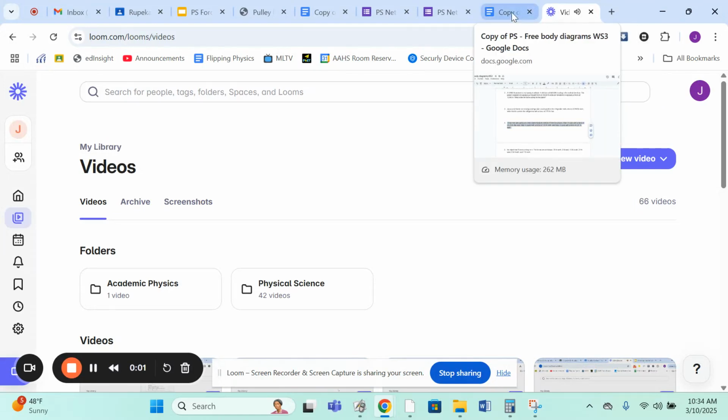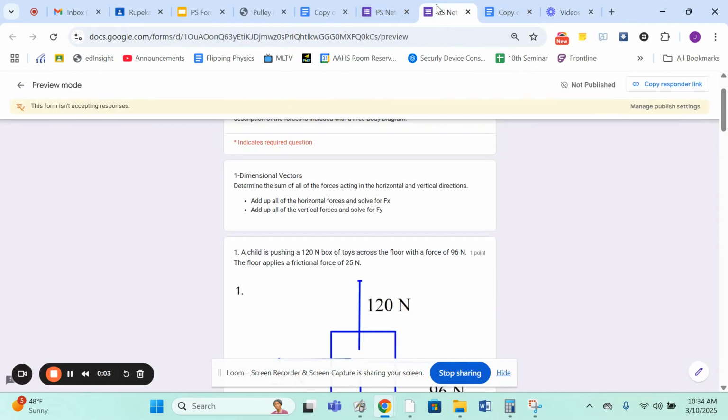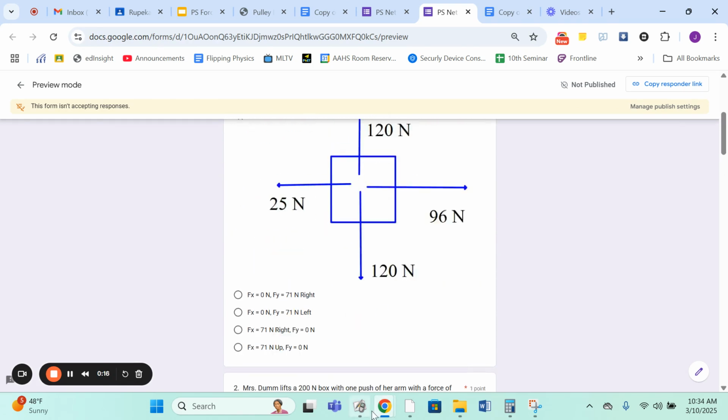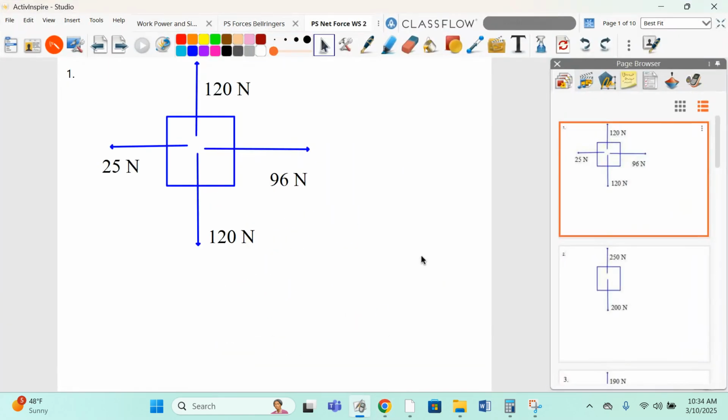Okay, everyone. Today we're going to go over two examples with your finding net force worksheet number 2. So we're going to do one from each section. We'll go over an example from the 1D vectors, and we'll also look at a 2D vector example.